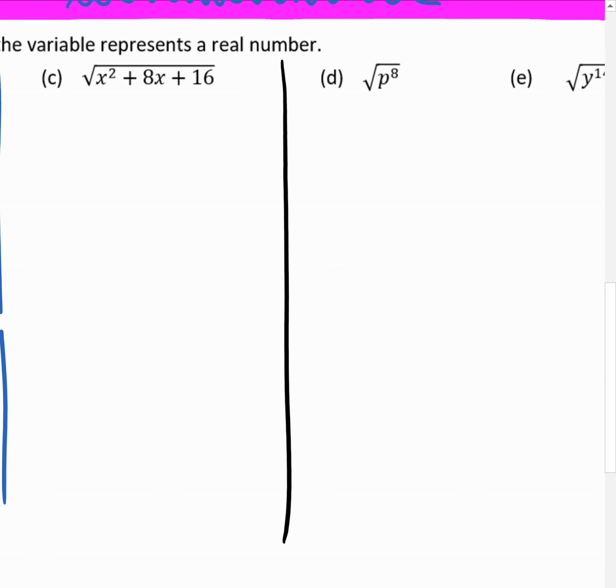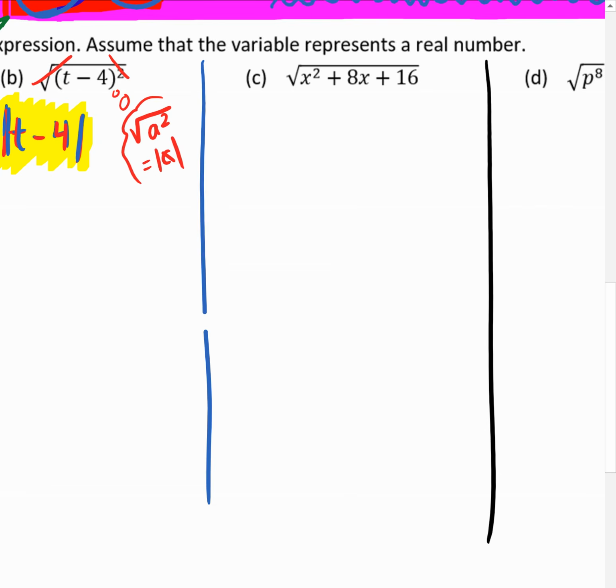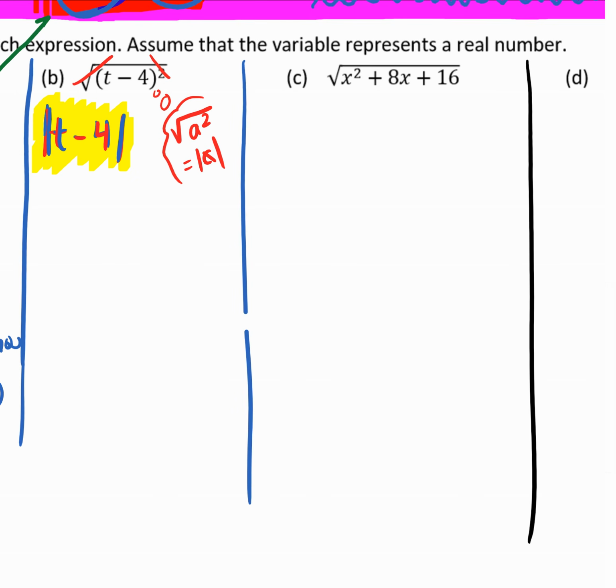It would only be like if it was in the previous example, part B here. Notice it's the entire thing inside the root, t minus 4, the entire thing is being squared. But in part C, it's only a part of it. Only x is being squared, the rest is not. So that's the one thing to keep in mind.